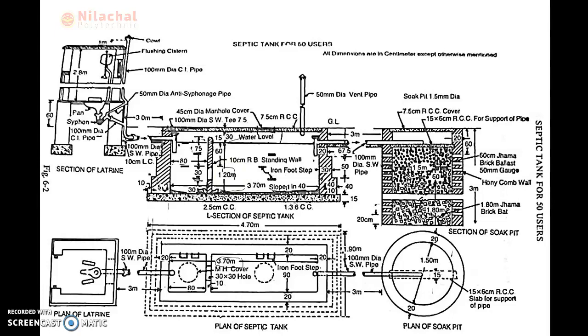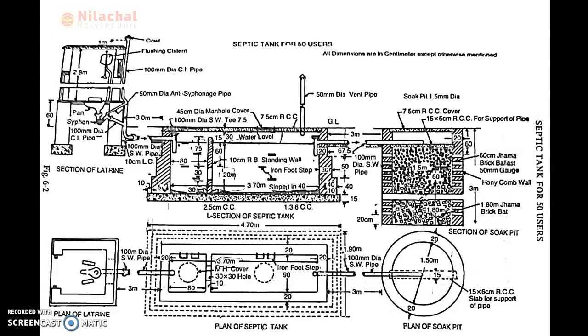So for the long wall, the length is 3.70 and the height is 1.50, for the inner side only. No need to calculate the outer side of the septic tank because it is covered with soil. The septic tank is provided below ground level, so we only need to plaster the inner part.